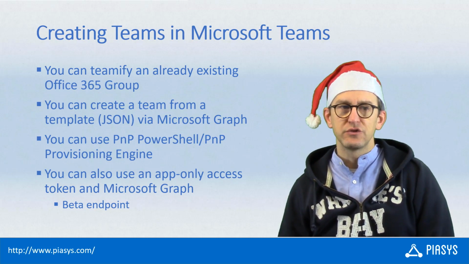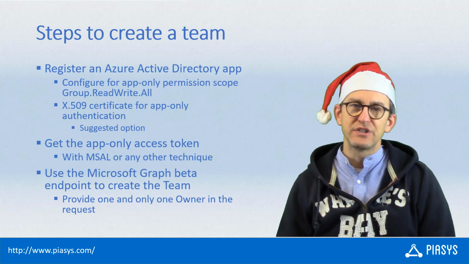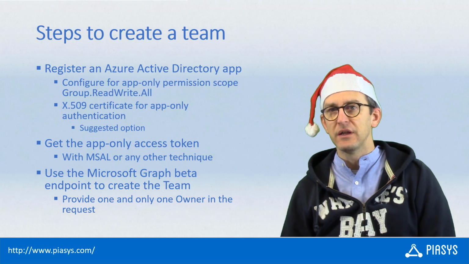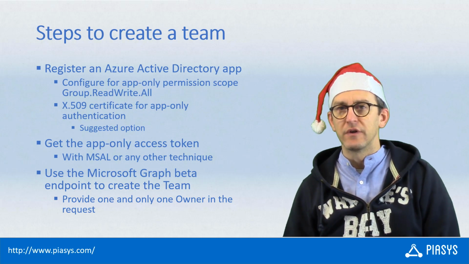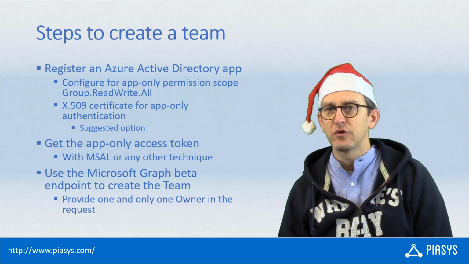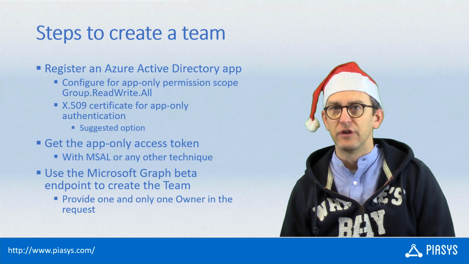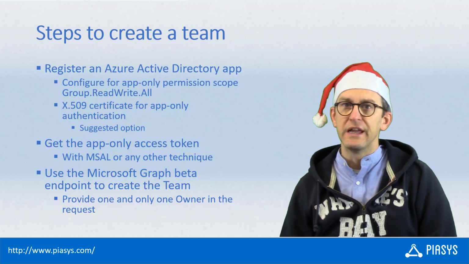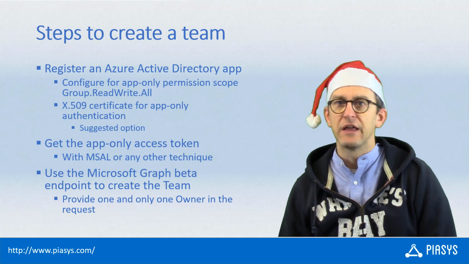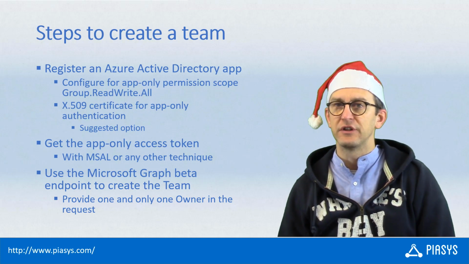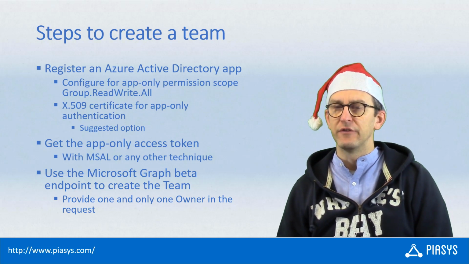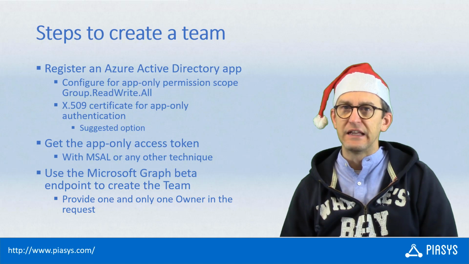In order to do that, you will need to register an application in Azure Active Directory, and configure that application for app-only permission for read and write of groups, so Group.ReadWrite.All. You will have to configure your application for application-only access. You can either use a client ID and a shared secret or an X509 certificate. I would advise you to go for the X509 certificate route, because that one is better from a security perspective compared with a client ID and client secret.